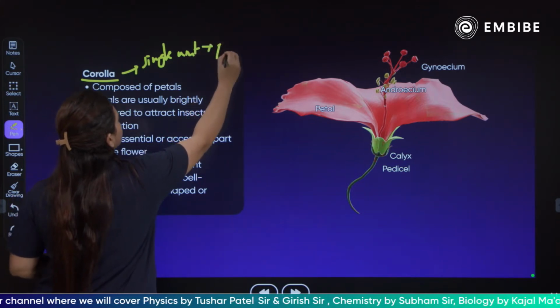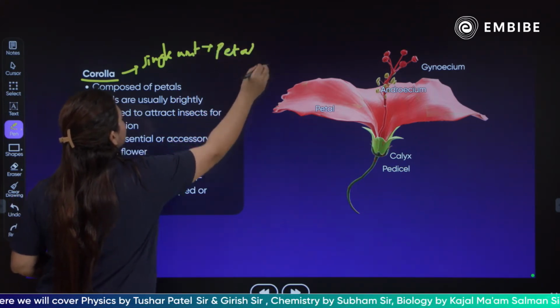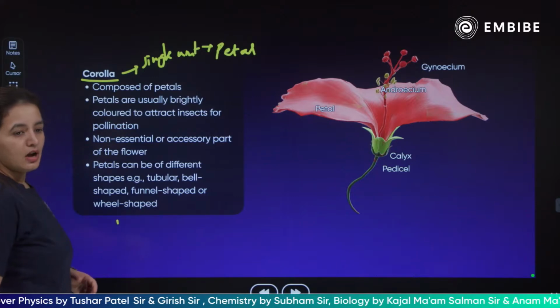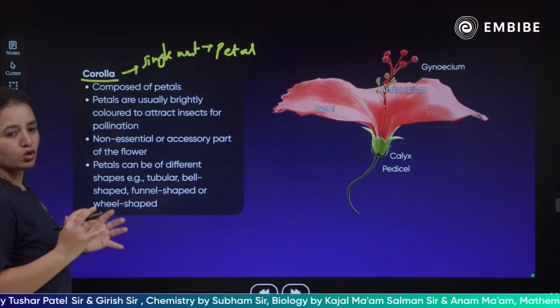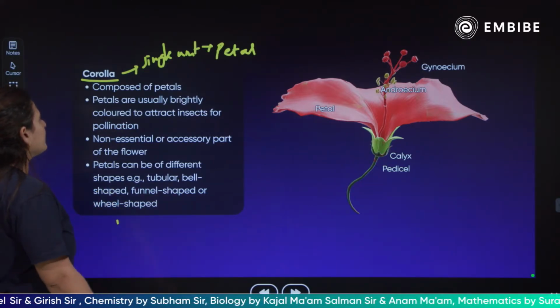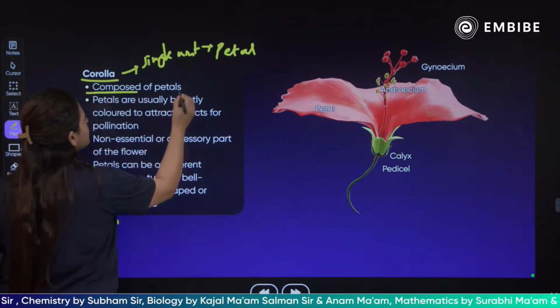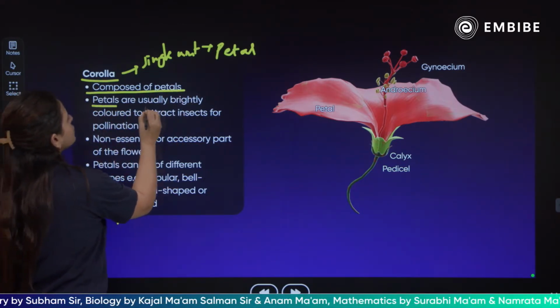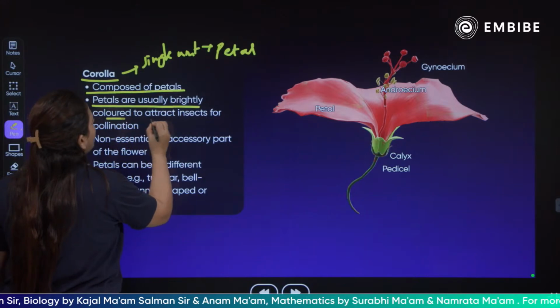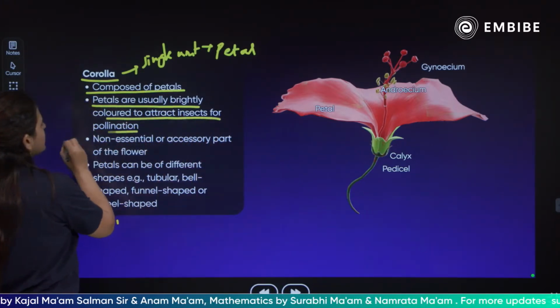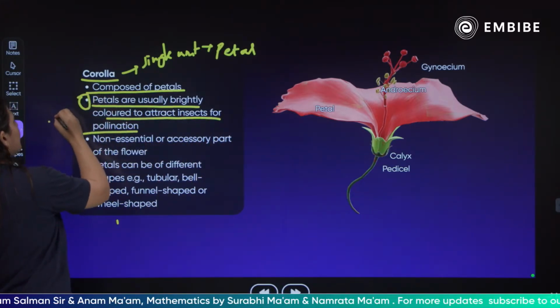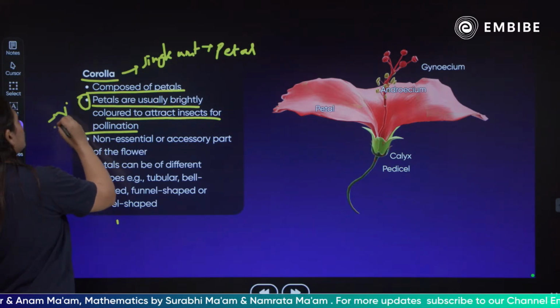What is petal? Petal is the single unit. A group of petals is called corolla. Okay, children, these are composed of petals. Yes, the petals are usually brightly colored and attract insects for pollination. Yes, this is very, very important.